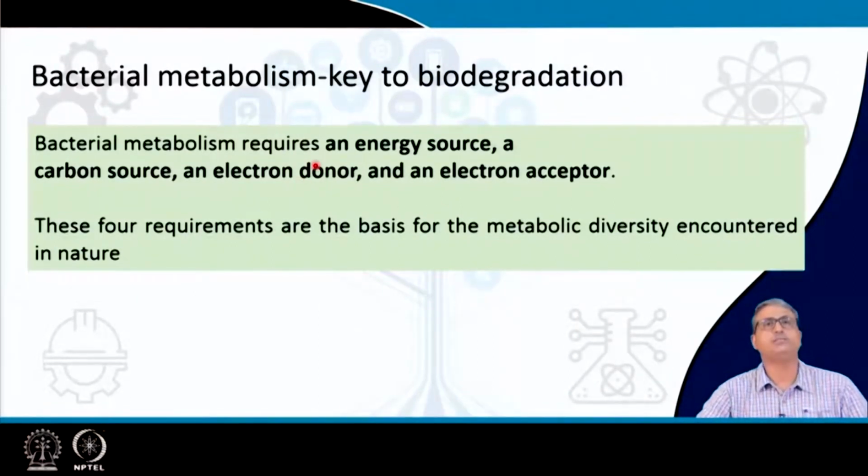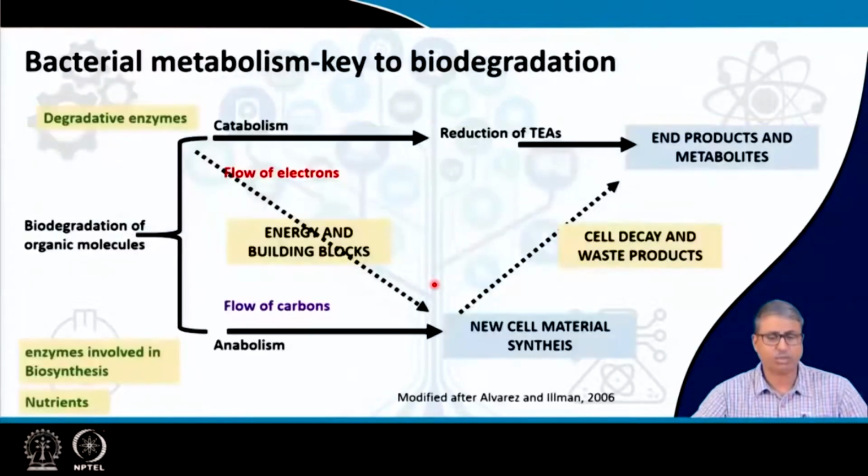So, the bacterial metabolism requires an energy source, a carbon source, an electron donor and an electron acceptor. So, these are the four fundamental requirements from the bacterial metabolism point of view. Along with this, there will be a requirement for other nutrients like nitrogen, phosphorus and sodium, potassium, calcium, magnesium, etc. Now, these fundamental requirements, the priority requirements, are the basis of the metabolic diversity encountered in nature. The others, nitrogen, phosphorus, etc., are not that critical compared to these four components.